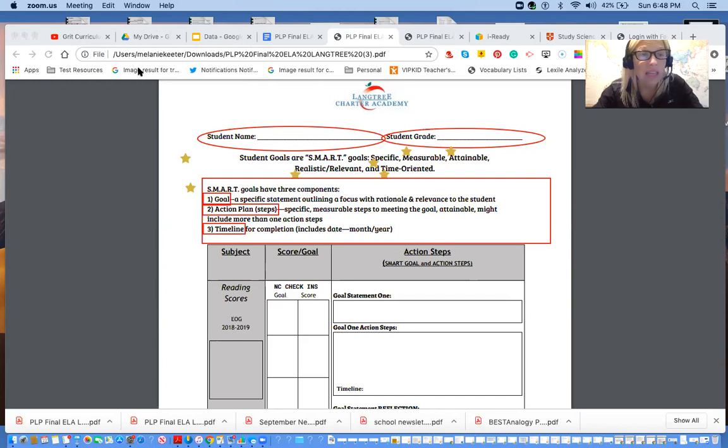And you will see that this is reflected right here where it says SMART, goal and action steps. So you can see the action plan. Our timeline is here. The action plan and steps go here in this box, and the actual goal statement goes in this box. So before we do that, let's watch a little video here so that you can understand and have a good idea of what a SMART goal actually is.